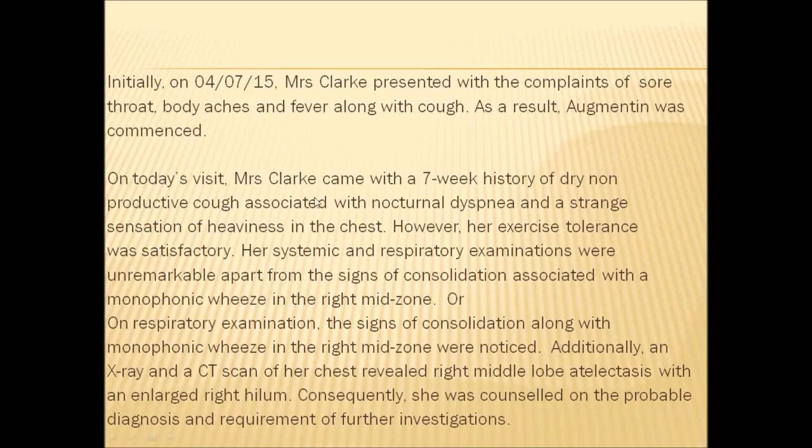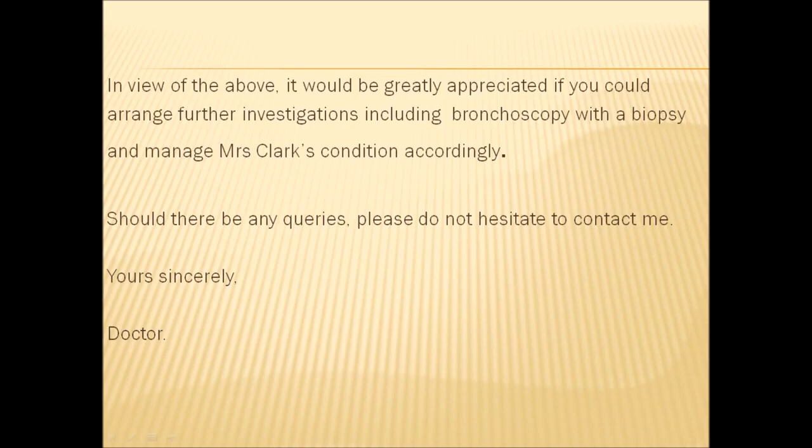So after mentioning the presenting complaint, examination findings, and the laboratory test findings, what is our plan? We will write the plan with 'as a result', 'consequently', or 'therefore', but avoid the use of 'therefore'; use 'as a result' or 'consequently'. So I have mentioned 'consequently she was counselled on the probable diagnosis and requirement of further investigations'. Okay guys, up till now we have mentioned both visits very well with everything we have to include. We have included all the information.